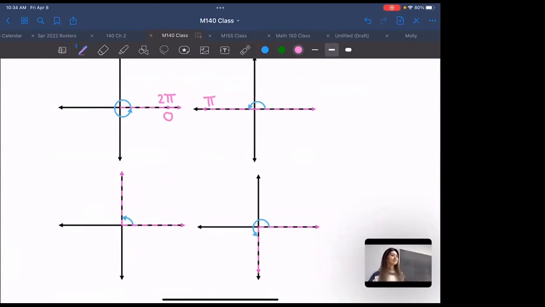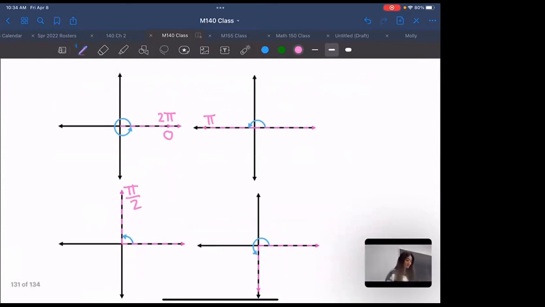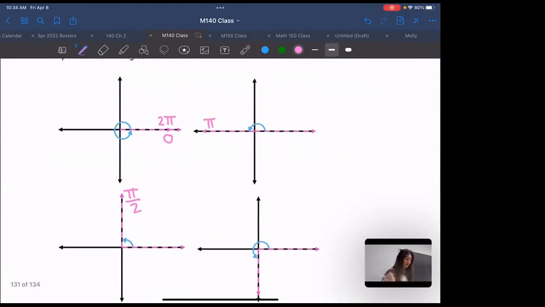All right, what do you think a 90-degree angle will be? Yeah, half pi or pi over 2, right? We normally write this as pi over 2, but if you want to read it as half pi, no issue here. Okay, so we've got pi, 2 pi, 0, pi over 2.